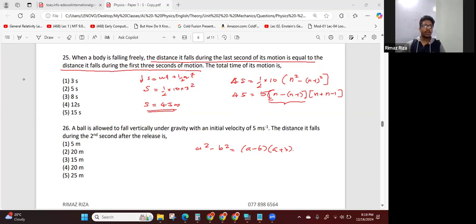So therefore we have 45 equals 5 times 2n minus 1. So here 5 into 1, 5 into 9. So 9 plus 1 equals 2n. Therefore n equals 10 divided by 2, 5 seconds. The second one is the answer.